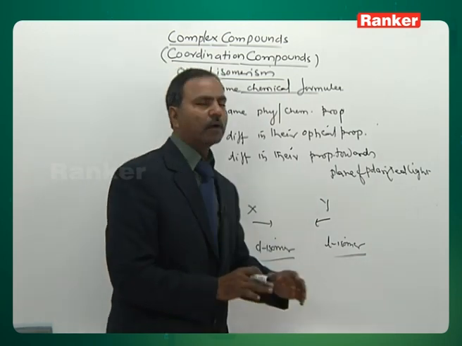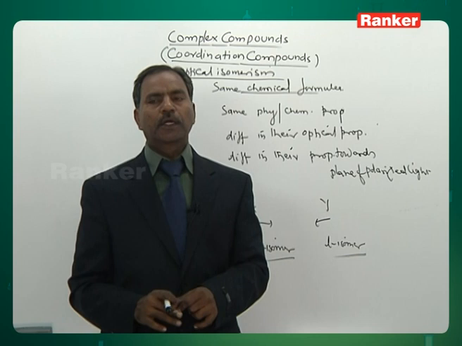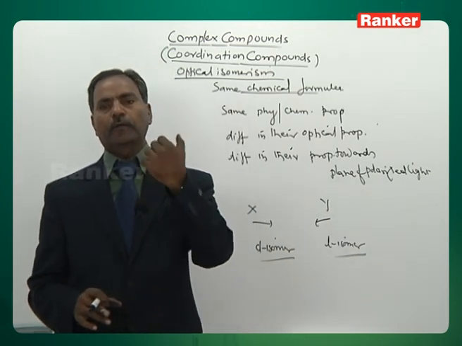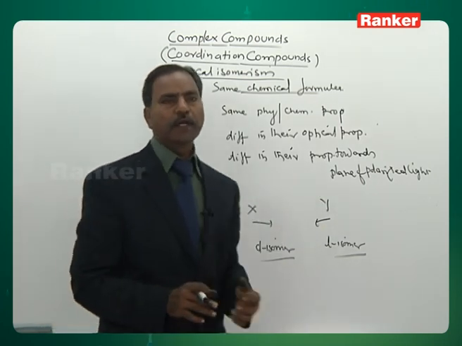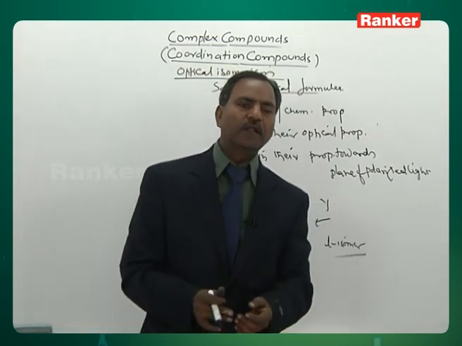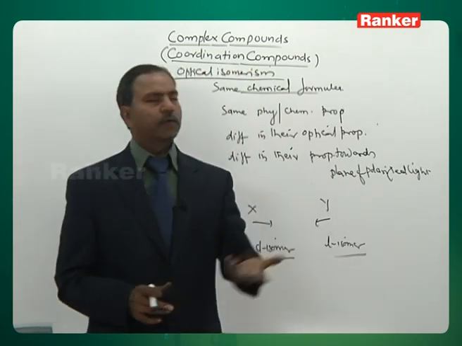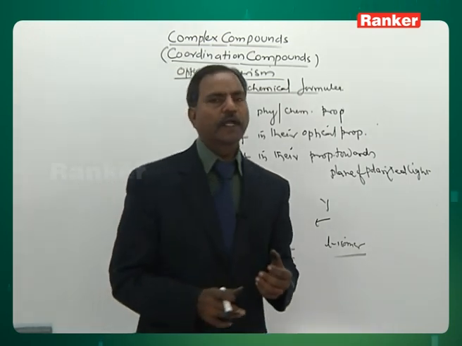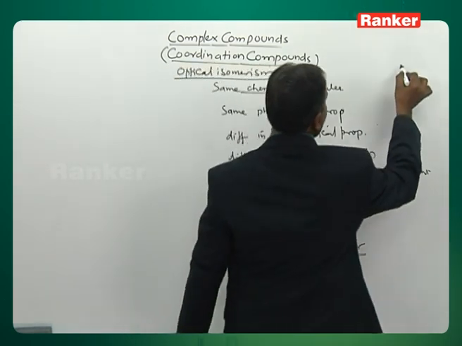So these have the same formulae and the same physical and chemical properties, and they differ only in their property towards the plane of polarized light, or you say optical properties. Such complexes are known as optical isomers, and the phenomenon is optical isomerism. Next, let us come to the next point. Let us consider coordination number 4 and coordination number 6. Take coordination number 4.